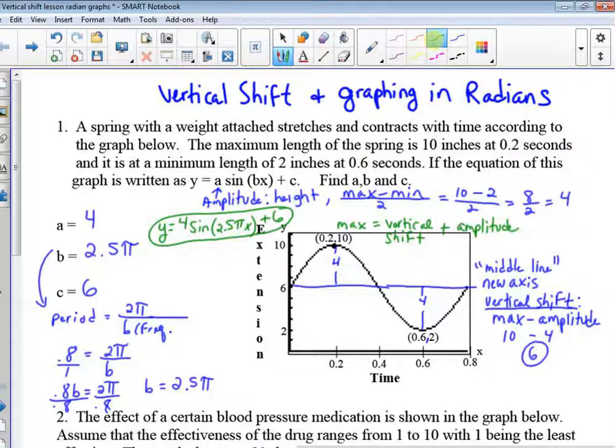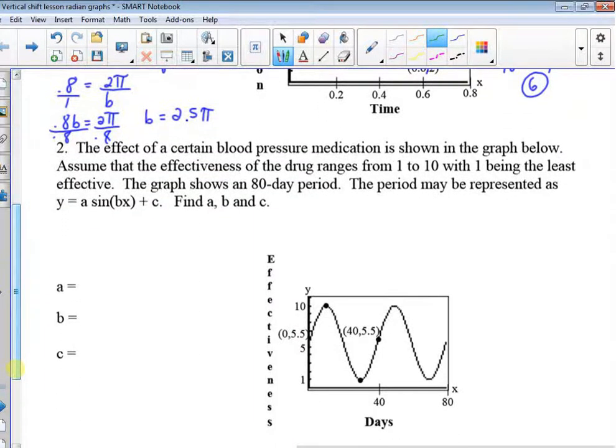Okay? And if I took to find my minimum, I guess that minimum of 2, I could take that vertical shift minus the amplitude if I was looking for a minimum. Okay, let's go on to the next one.